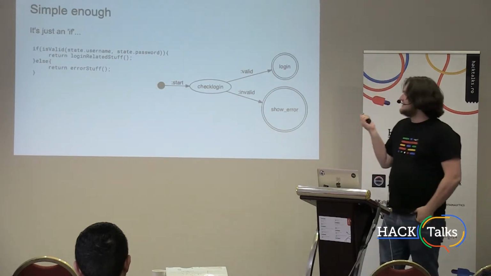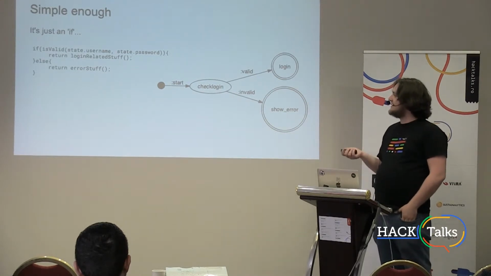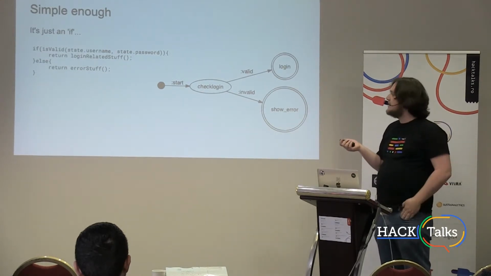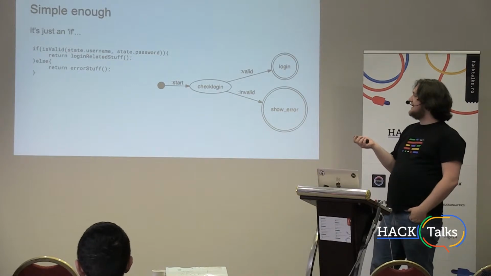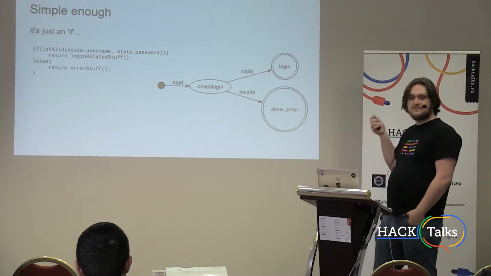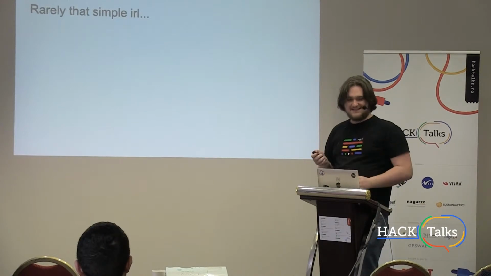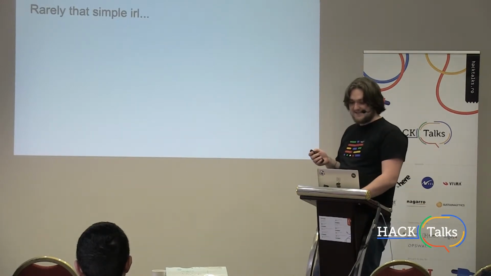Basically, you can model this in code with just a simple if. You get the state, you check the username and the password, which could be a request or whatever. And if it's valid, then you return some login related stuff or the main page. Otherwise, you show some error stuff. Simple enough. But in reality, it's not really that simple.